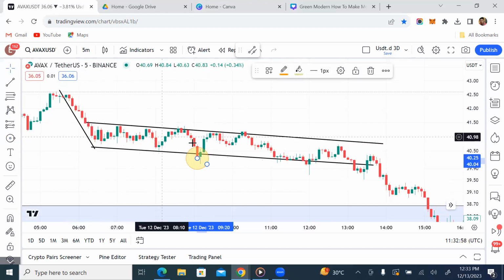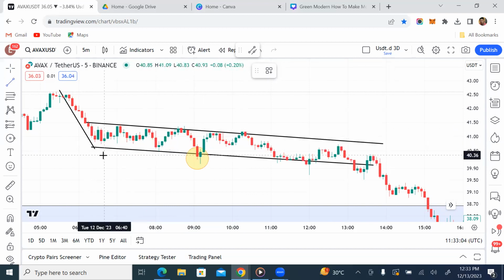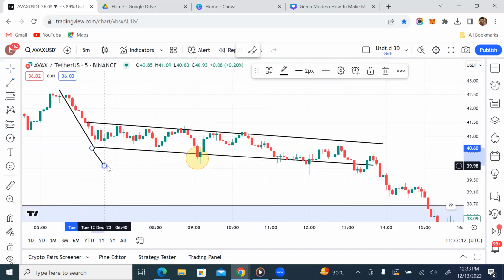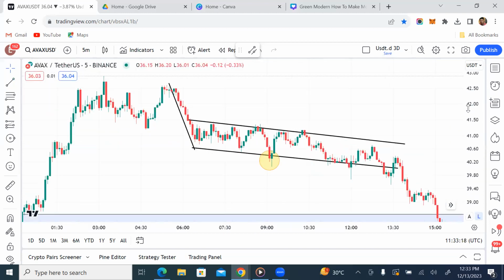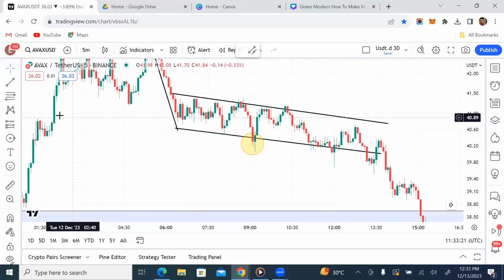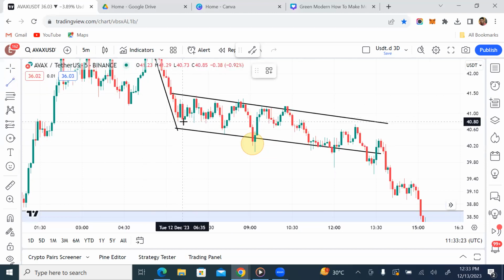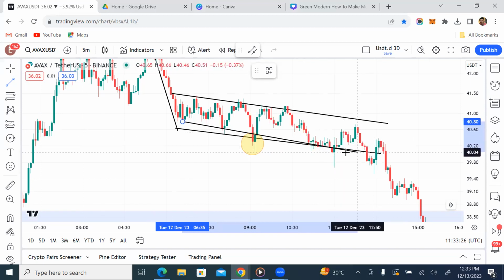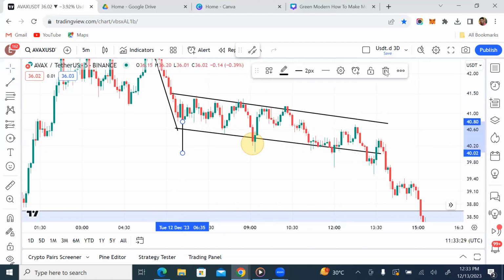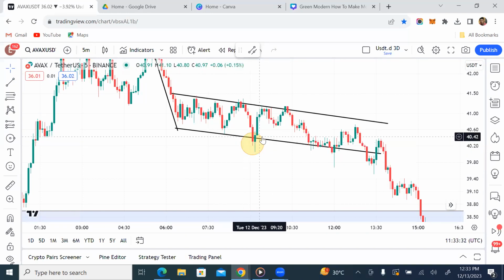It's an inverse head and shoulders that was formed, but it failed. Now, how do you know it failed? You know it failed when we start making lows, such as this. Now, at this point here where we have this circle, here is what we call the sign of weakness.